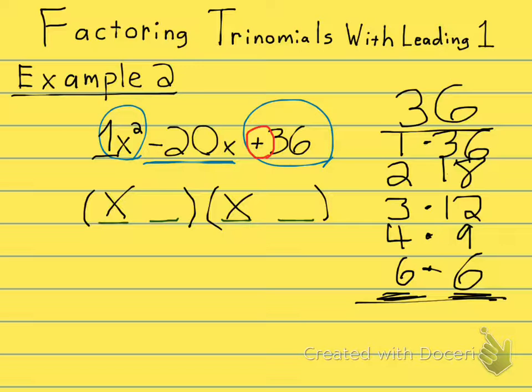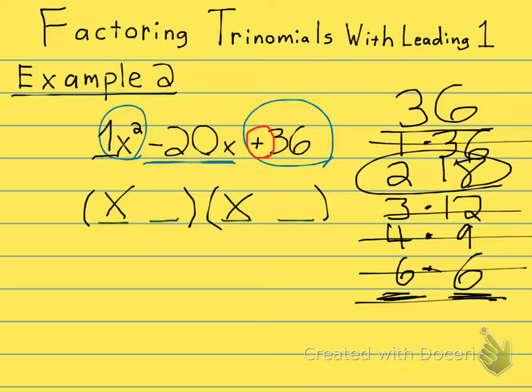Okay. Which ones add to give me 20? Do you know, buddy? 2 and 18. That's right. 2 and 18 add to give me 20. If I added these, I'd get 12. If I added these, I'd get 13. I'd get 15. I'd get 37. So 2 and 18. That's going to be the numbers that go in here.